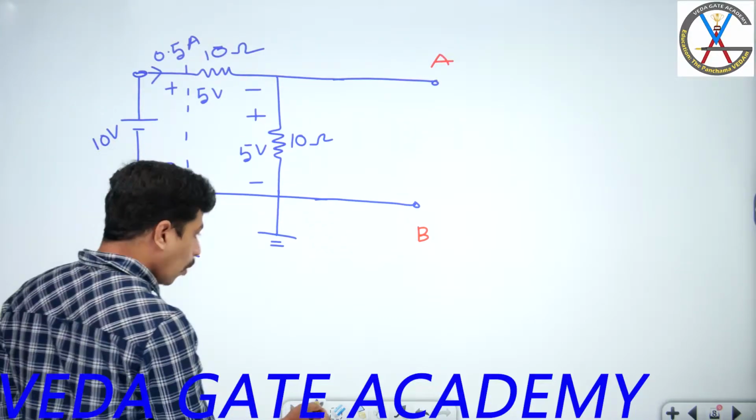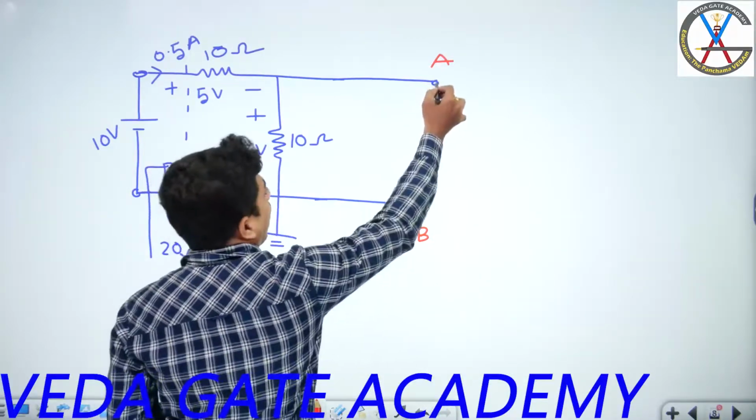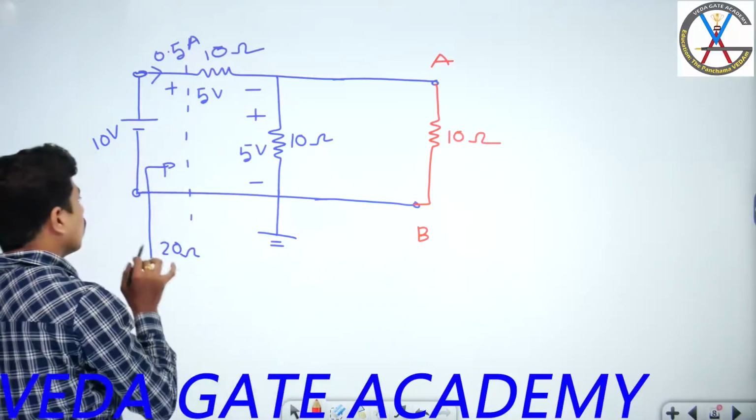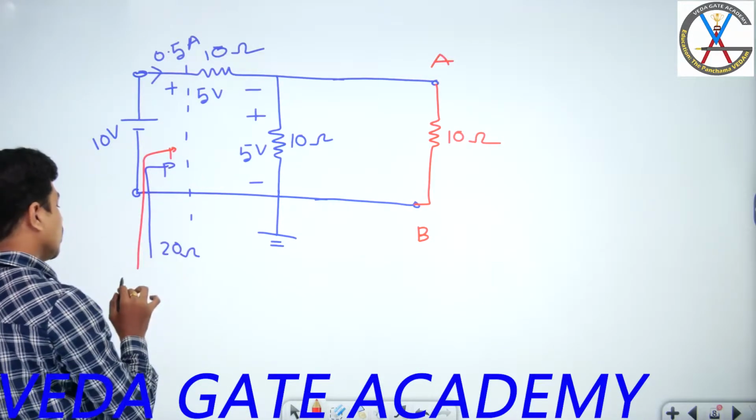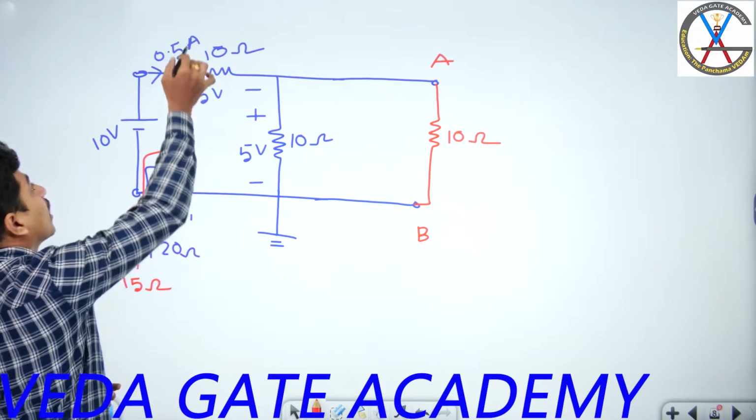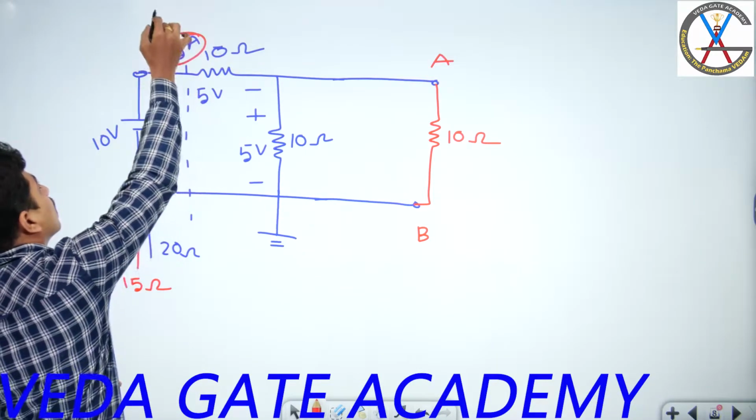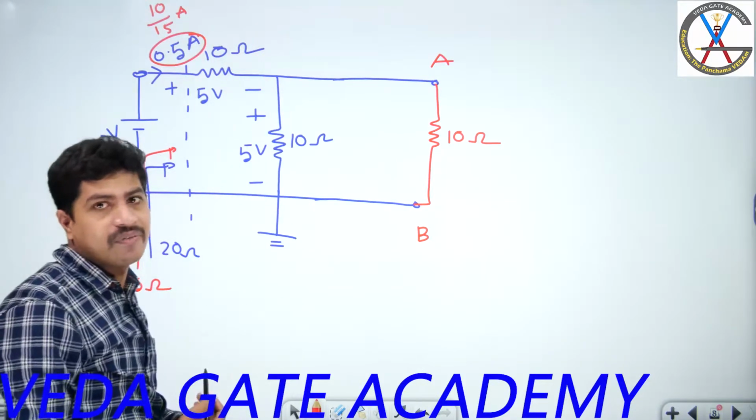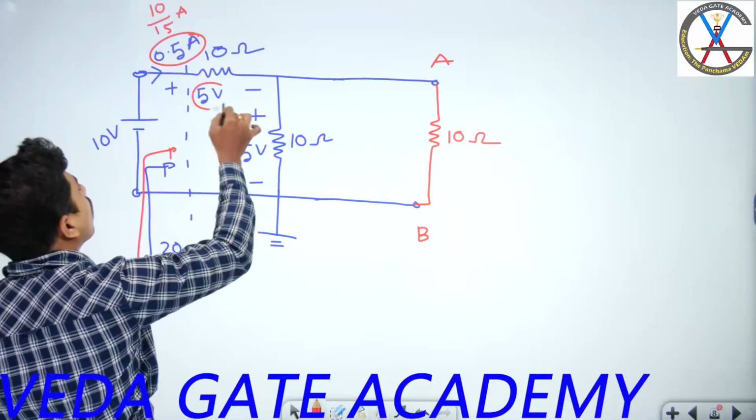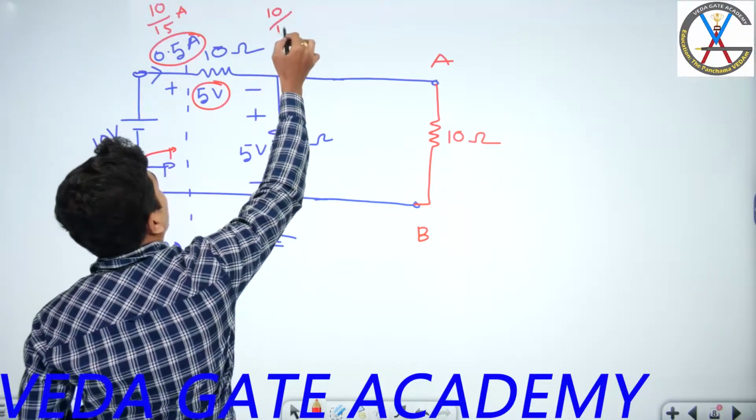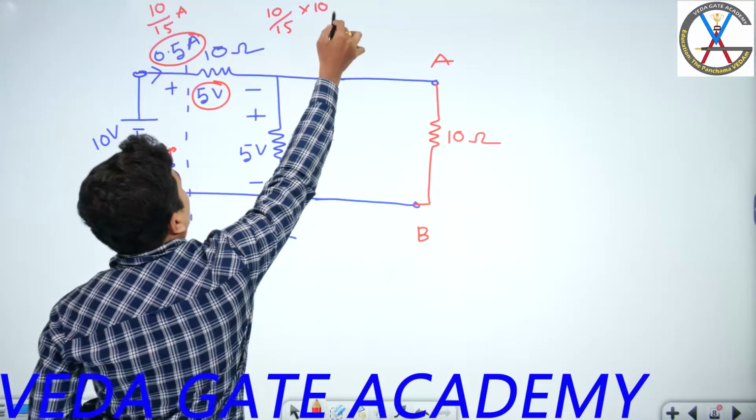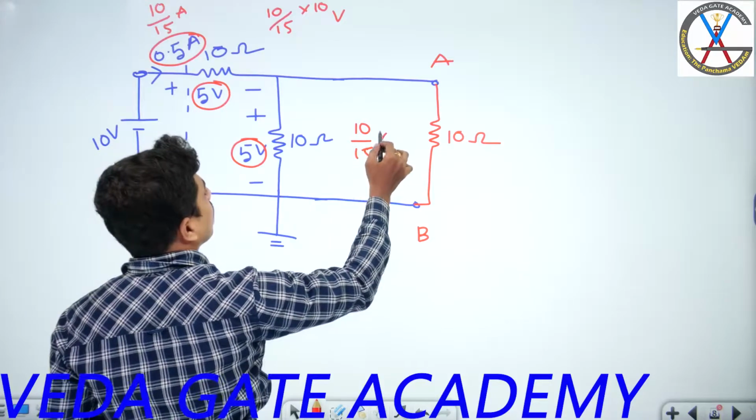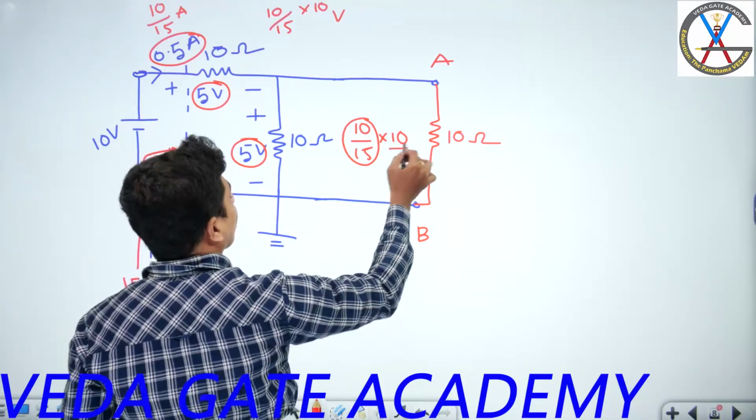Yes. Now, as soon as I connect another 10 ohm resistance here, what happened? The total impedance seen by the source is changed to 15 ohms. The current is no more 0.5 amperes. The current will be 10 by 15 amperes. Now this voltage is no more 5 volts. That voltage is 10 by 15 into 10. This voltage is also no more 5 volts. So this is 10 by 15 into 10: 10 by 15 is the current, 10 ohms is the resistance.